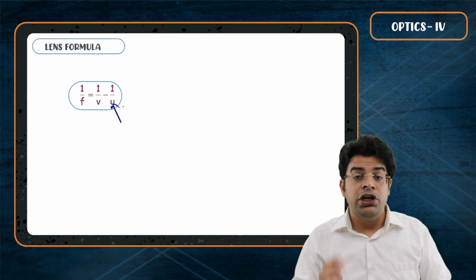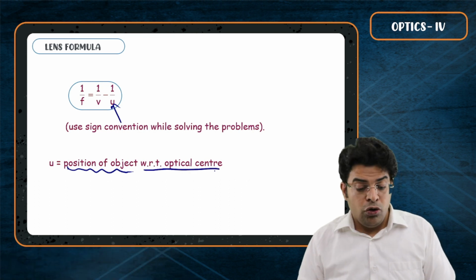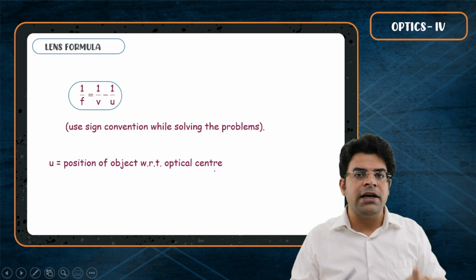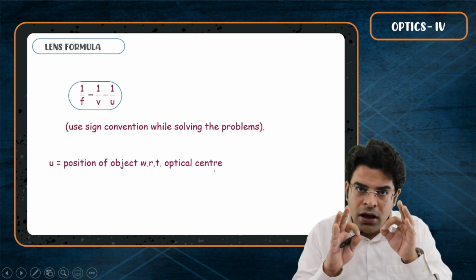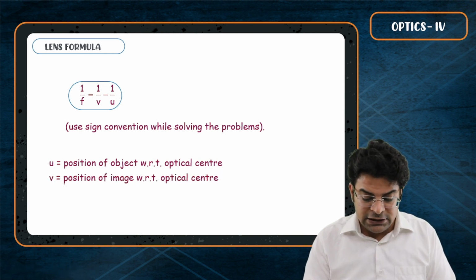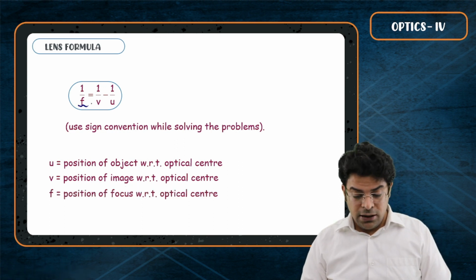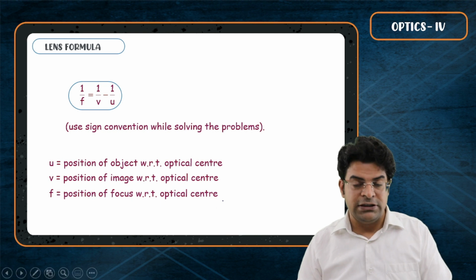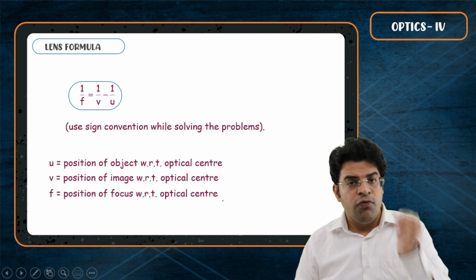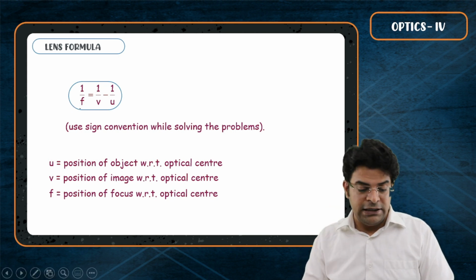What is u? u is the position of the object with respect to the optical center. You measure everything for a lens from the optical center. You treat the optical center as the origin. Now, u is the position of the object from the optical center, v is the position of the image with respect to the optical center, and f is the position of the focus with respect to the optical center. Which focus? The second principal focus. For converging lenses, you will get f as positive, and for diverging lenses, you will get f as negative.